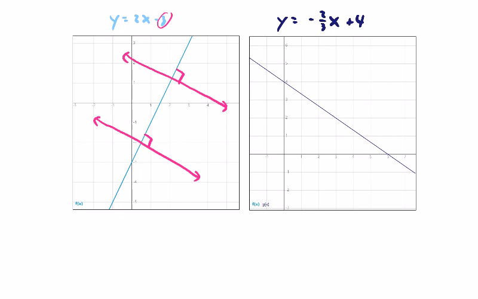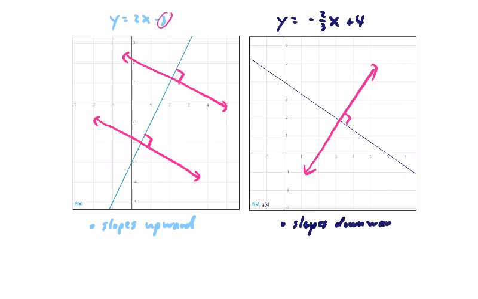Now, if I draw a perpendicular line somewhere across the line on the right, it would look something like that at a 90-degree angle. Now let's qualitatively analyze these quickly. First of all, if I look at the graph on the left, the original line slopes upward. If you look at the perpendicular lines to it, they slope downward. This second line slopes downward. The line that is perpendicular to it slopes upward.